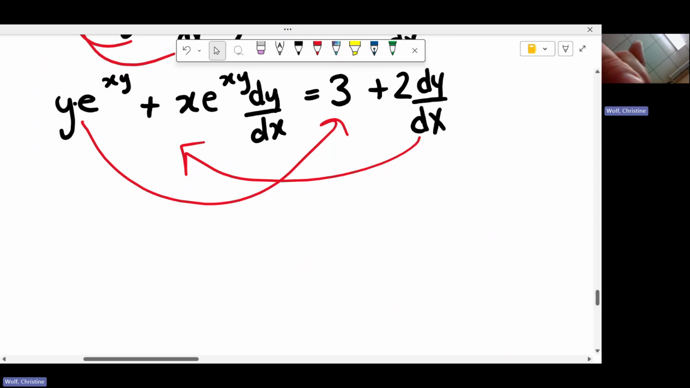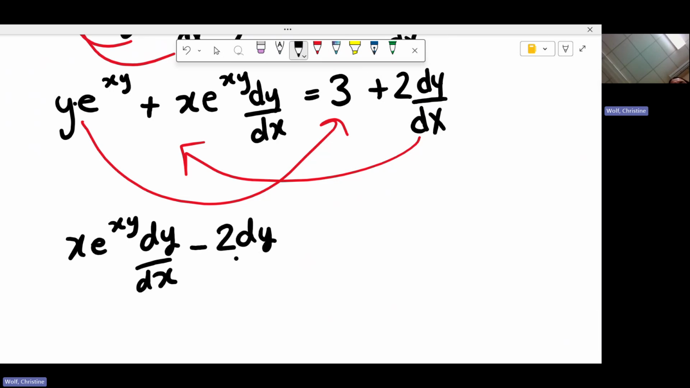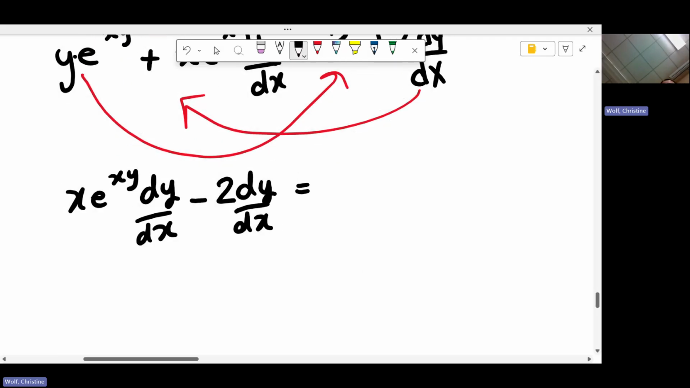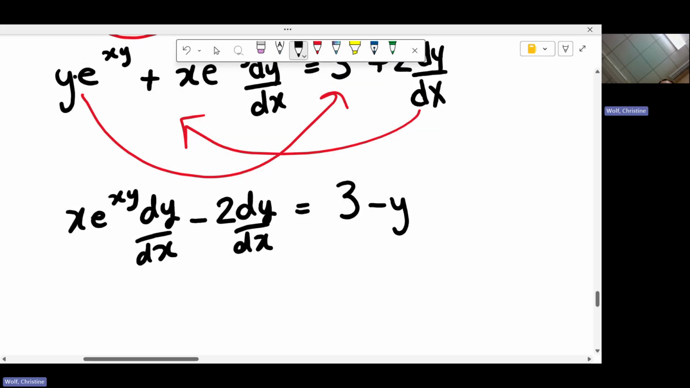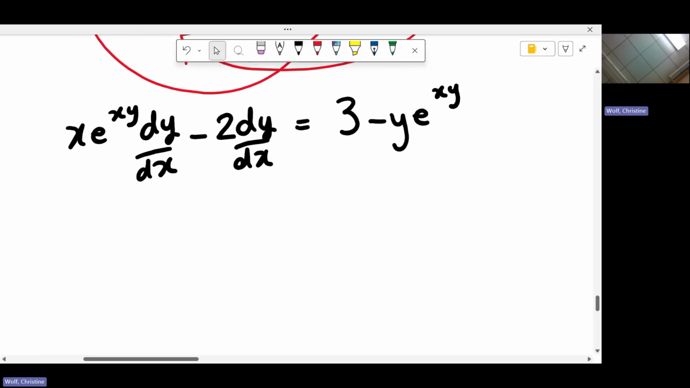Okay. All right. So I have an x e to the xy dy dx minus 2 dy dx. We all know why it's a minus. I don't need to explain that, I don't think. Then I still have a 3 on the right minus the y e to the xy. Am I going too fast? Okay, next steps. Joyce, what do I do next?